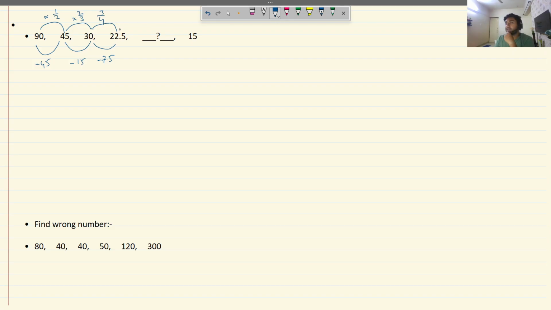Okay, so the pattern is following in terms of increasing numerator and increasing denominator. So the next would be 22.5 into 4 by 5, and whatever that number would be multiplied by 5 by 6 should give me 15. Let's see if our theory is correct or not.